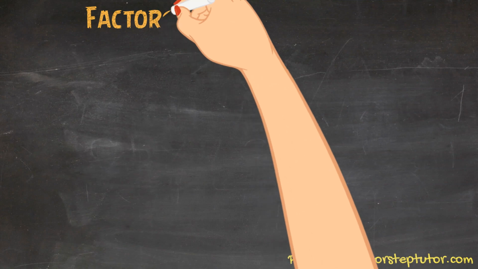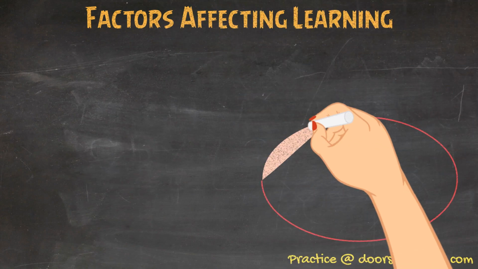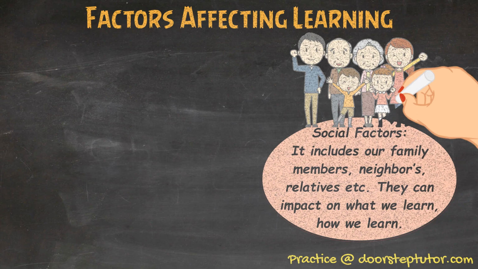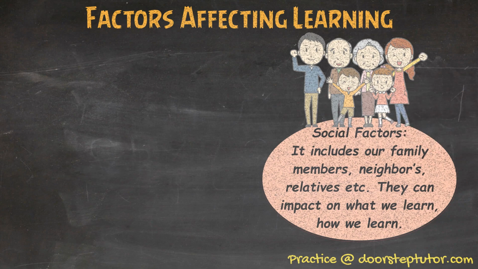Now, what are the factors which are affecting learning? The first one is the social factors. Whether we talk about our neighbors or our family members, they all influence us so much. They all impact our learning so much that we are basically learning according to what they are saying. For example, if I am willing to learn western music, but my parents do not want me to learn western music, then I will not be able to learn that music because of them, right?